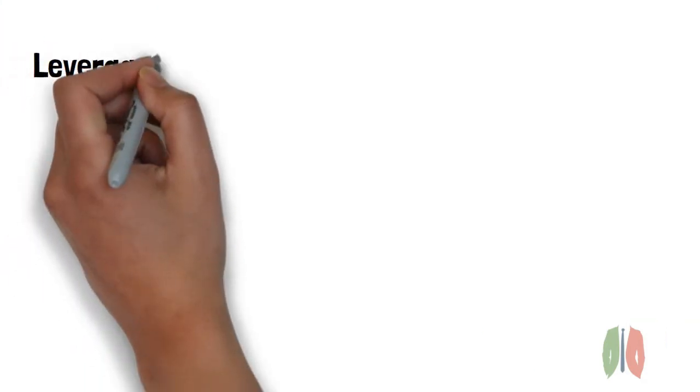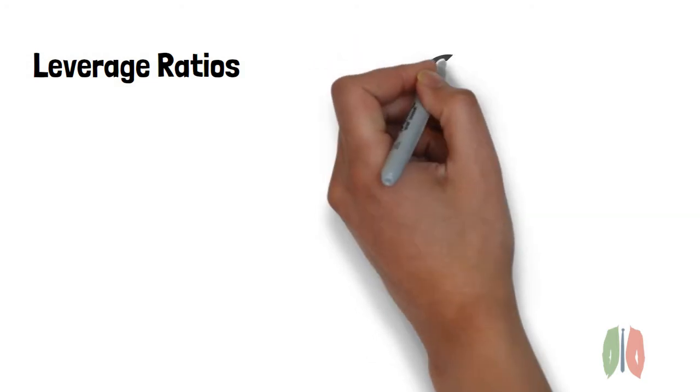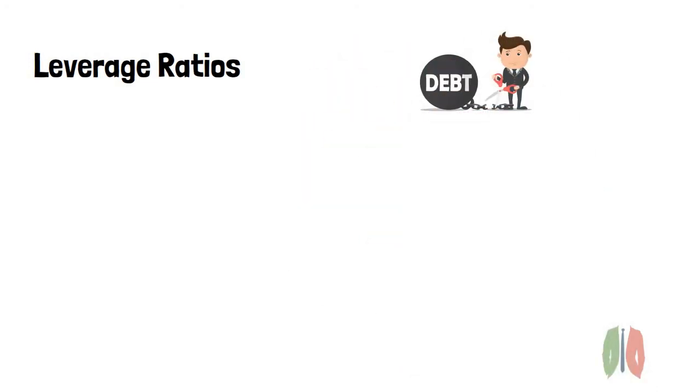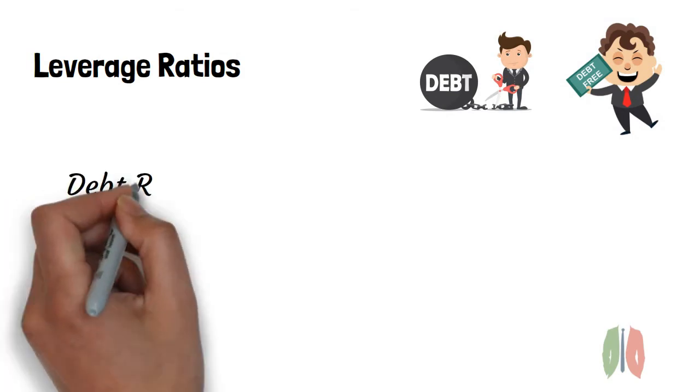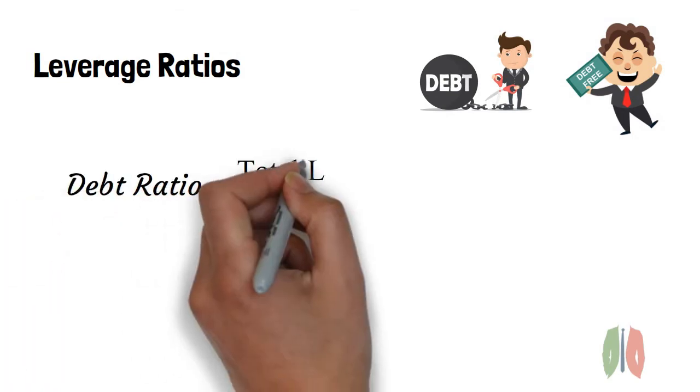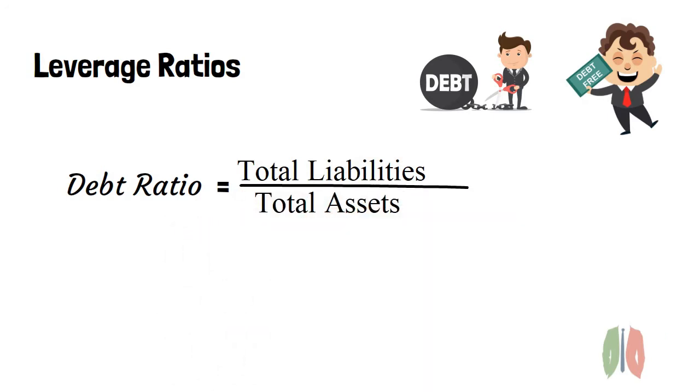Next, leverage financial ratios. Leverage financial ratios are used to evaluate a company's debt levels. The first one is the debt ratio, that is total liabilities divided by total assets. This ratio measures the relative amount of a company's assets that are provided from debt. So whenever a company takes a loan, we will be calculating its liabilities against the total assets.